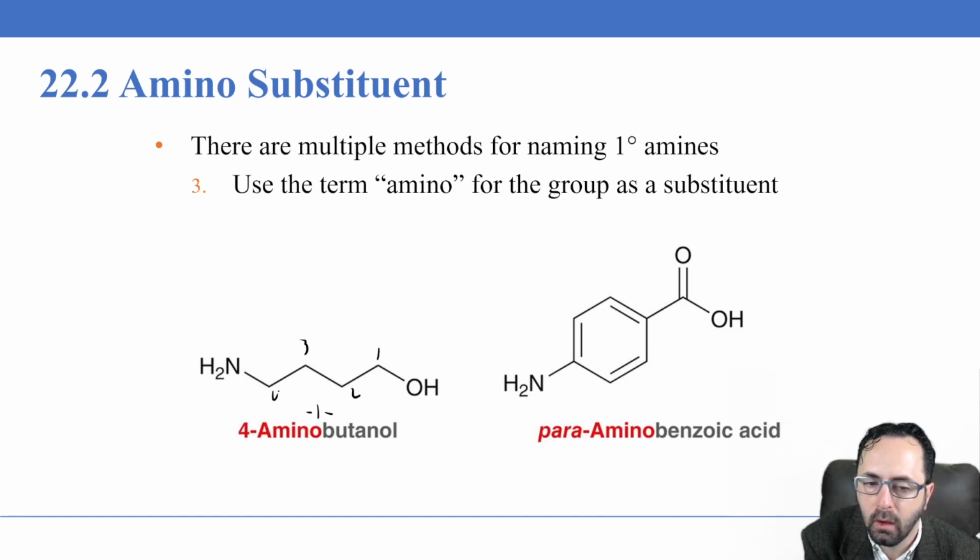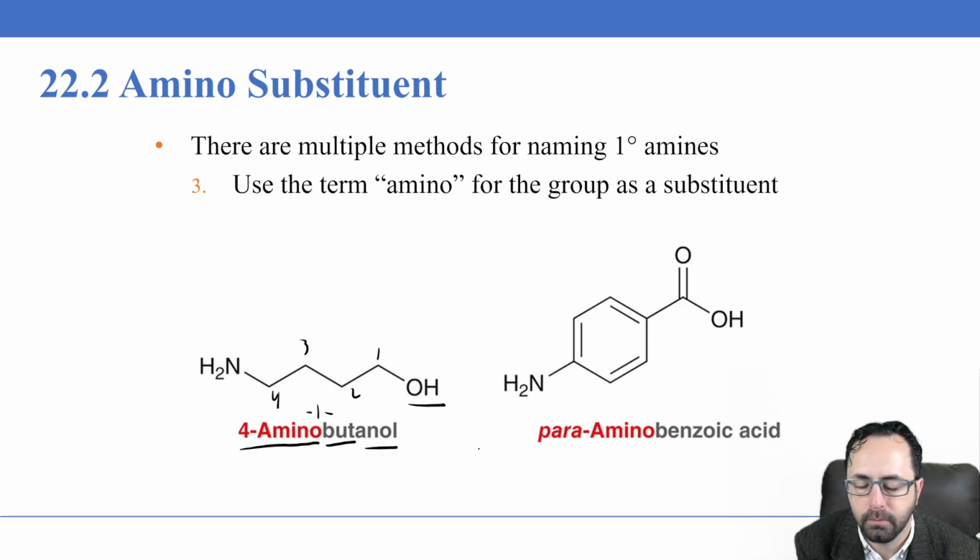to indicate that we have 1, 2, 3, 4 carbons. So 4 carbons, that's where the "but" comes from. "Anol" is from the alcohol. 4-amino means that there's an amino group on the 4th carbon. Okay, and so that's what we call it when we have an amine group that is not the higher priority. We call it the 4-amino.